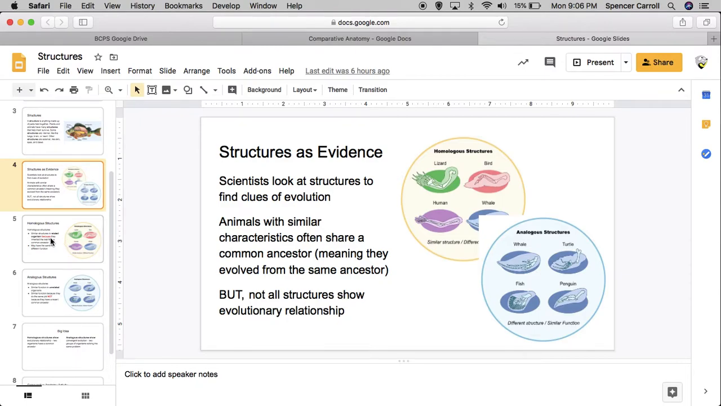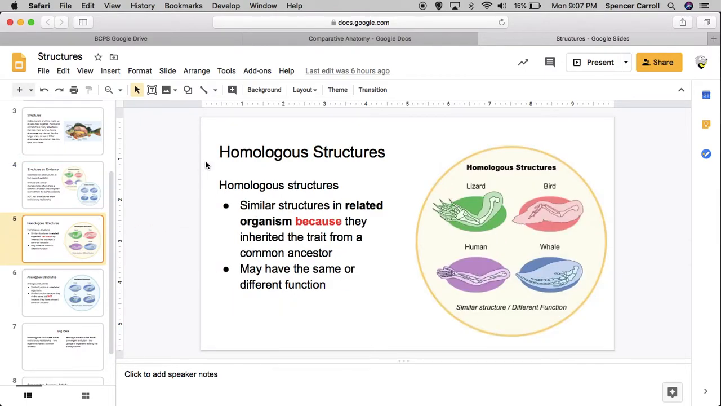In fact, there's 2 types of structures. One set are homologous structures. These are structures that are similar in related organisms because they inherited the trait from a common ancestor. So it might be that they have the same sort of structure of bones. Seen here in this picture, the structure of the bones is the same. And they may or may not have the same function. For example, a lizard's leg and a bird's wing, while the bones are the same between the 2, the functions are very, very different.